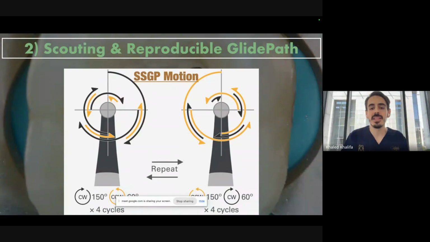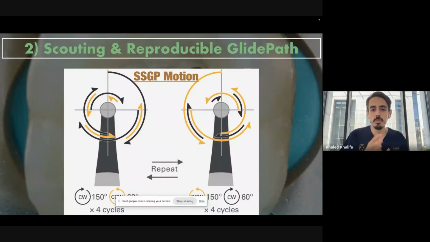It's going to be perfectly safe for your glide path file. The only bad thing in this motion is that it's super slow. Slow, but very safe. And it's purely a reciprocation motion designed only for your glide path files, because it doesn't make sense to do the shaping with it as well. So the SSGP motion is designed for a reproducible glide path without damaging your rotary files.